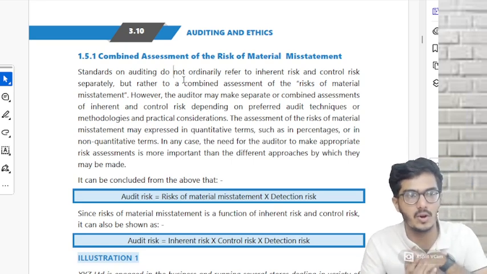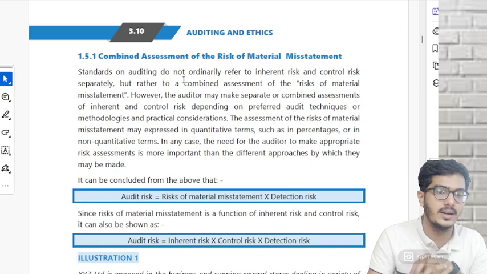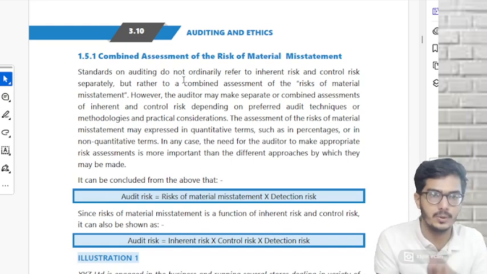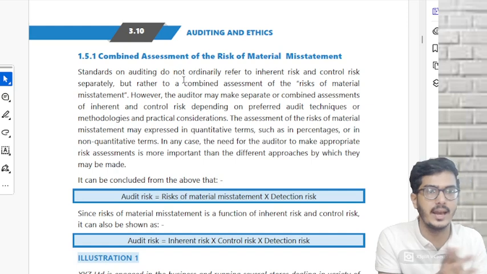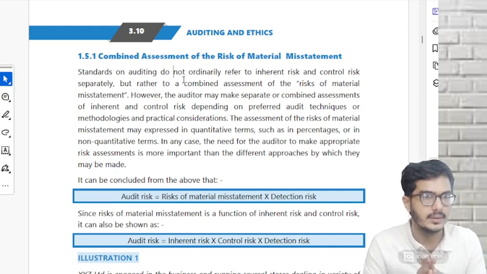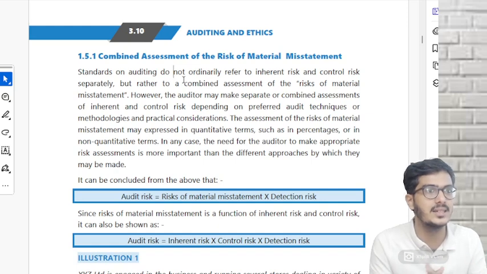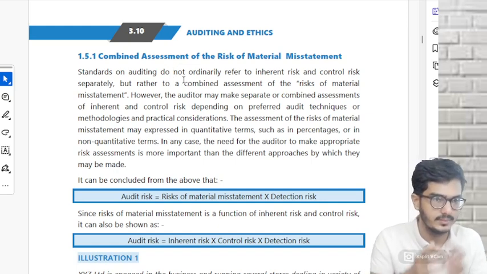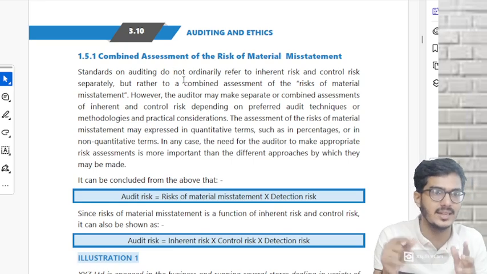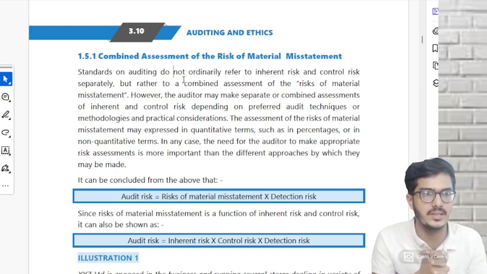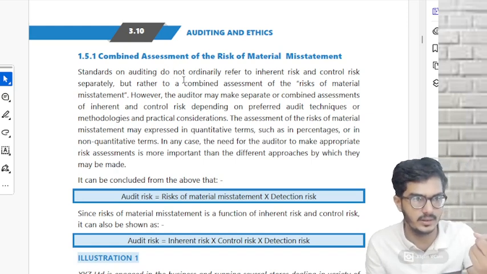Practically, audit procedures for inherent risk and control risk are different, but SAs, standards on auditing, consider them as one. It's a mock question, a book-back question which they ask.